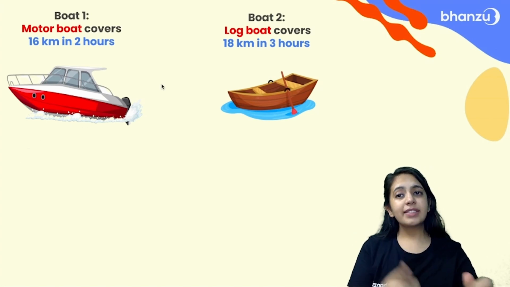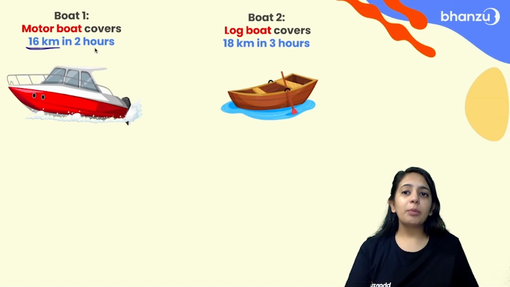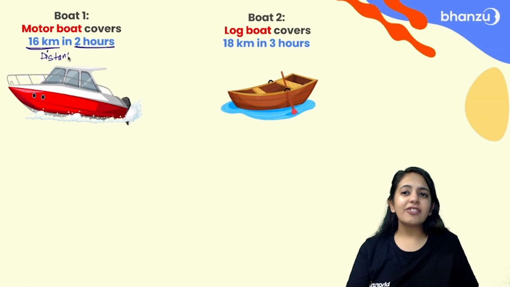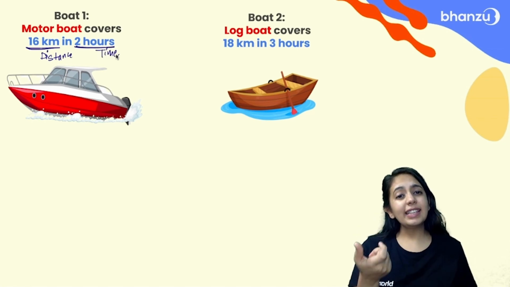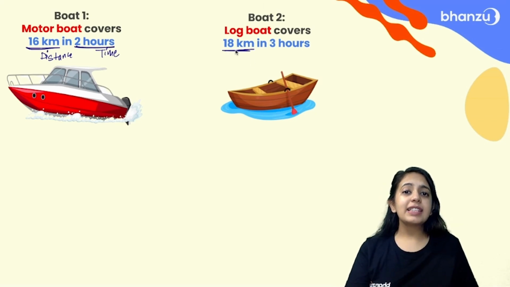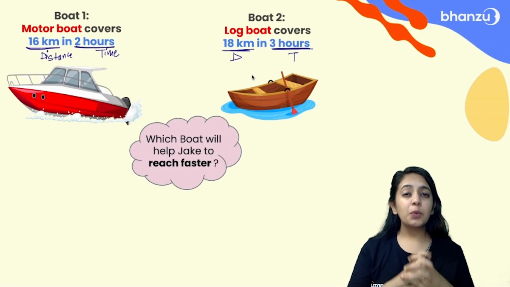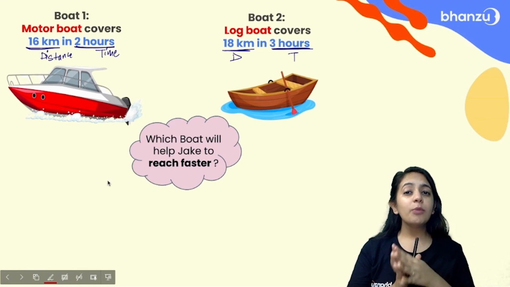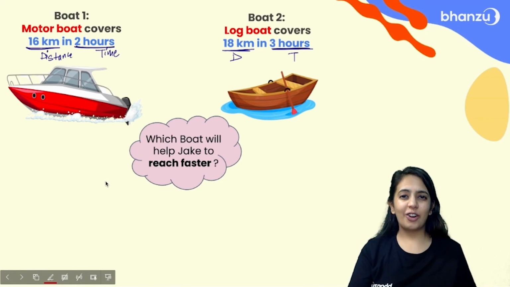Now Jake has got two options to choose from. One is the motor boat that covers 16 kilometers in 2 hours. 16 kilometers is the distance over here and 2 hours is the time. So the motor boat covers 16 kilometers of distance in 2 hours of time, and the logboat covers 18 kilometers of distance in 3 hours of time. For that, we need to compare these two. For that, we need to find out how much each boat can travel in 1 hour of time.